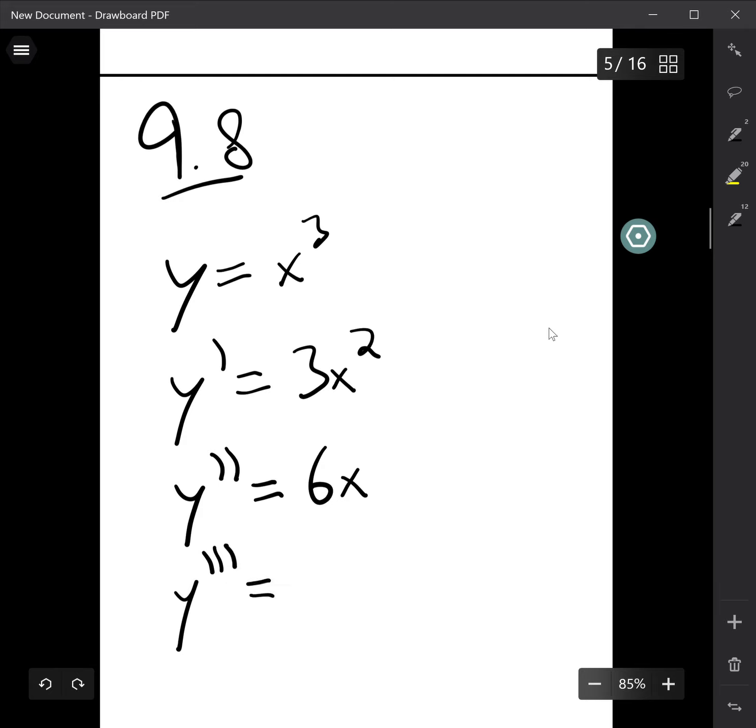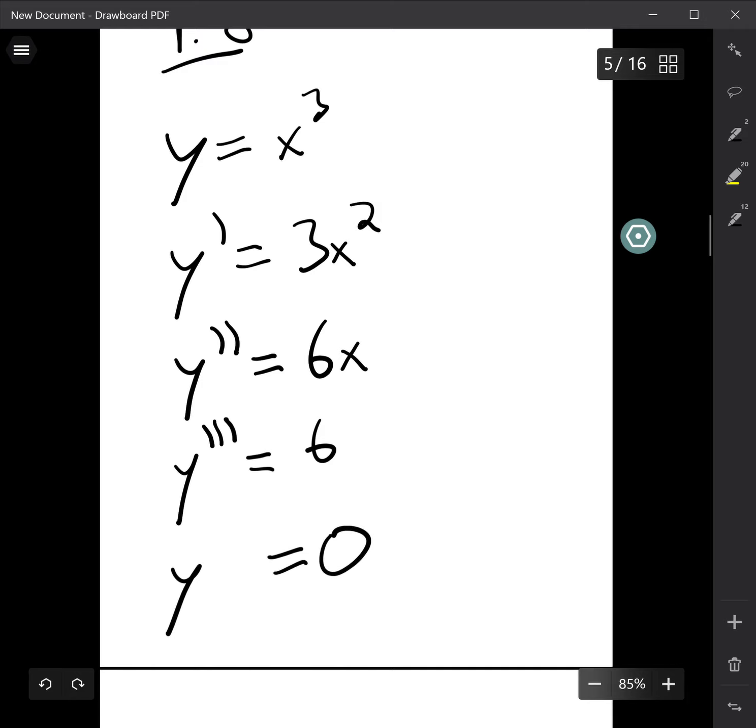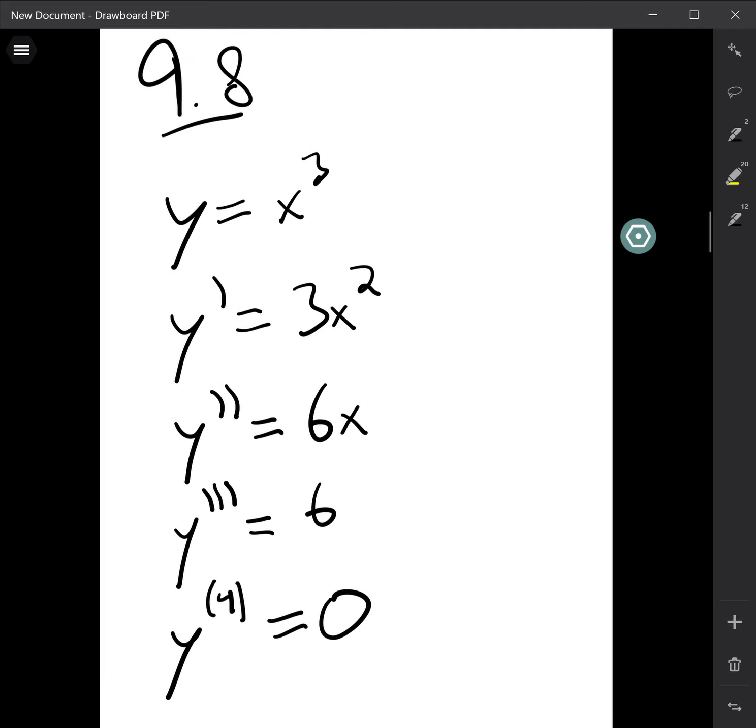Y triple prime. Derivative of 6x? 6. Can I go another time? Yeah, absolutely. Derivative of 6 is 0. I would throw on another tick mark, 1, 2, 3, 4, but that just gets kind of cumbersome. So ultimately what we're going to denote this as is a little parenthesis 4. That's literally what section 9.8 is about.